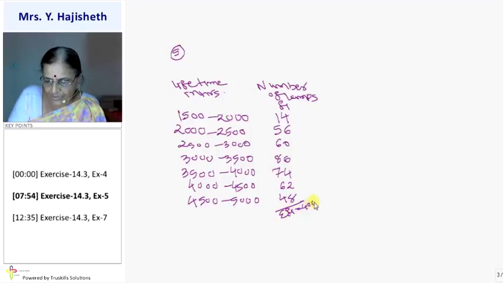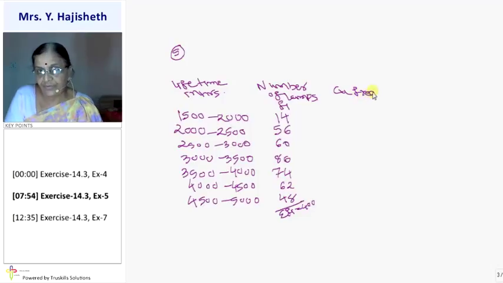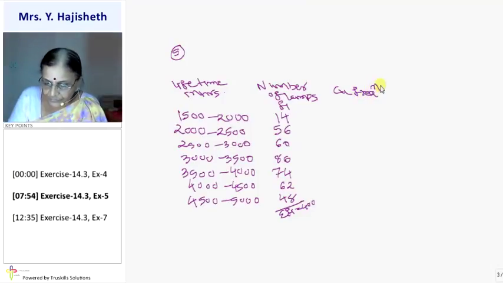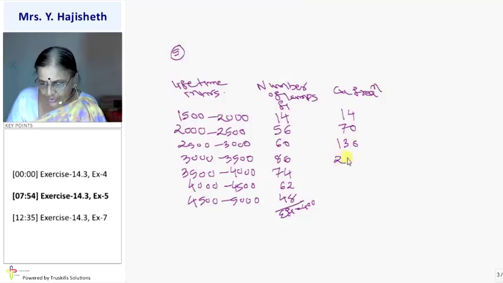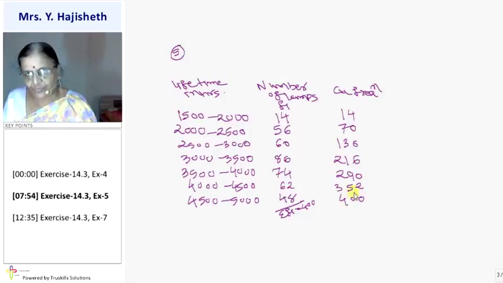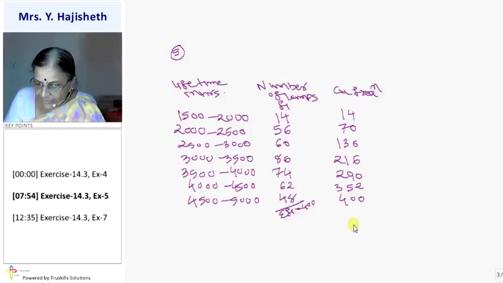I first find the column of cumulative frequency because I need it for the median. 14 and 56, 70; 70 and 60, 130; 130 and 86, 216; 216 and 74, 290; 290 and 62, 352; 352 and 48 is 400. This is a verification, in the last 400 should come. Now n by 2 means 400 by 2.